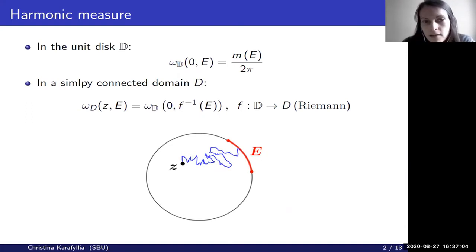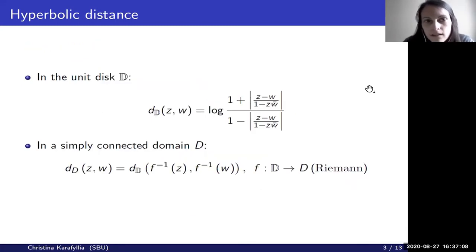Now, the other conformal invariant quantity is a hyperbolic distance that comes from hyperbolic metric. So again, we'll define it in the unit disk. We consider 2 points in the unit disk, Z and W. Then the hyperbolic distance between these 2 points is given by this logarithm, and we can extend again the definition in every simply connected domain by using the Riemann mapping theorem.